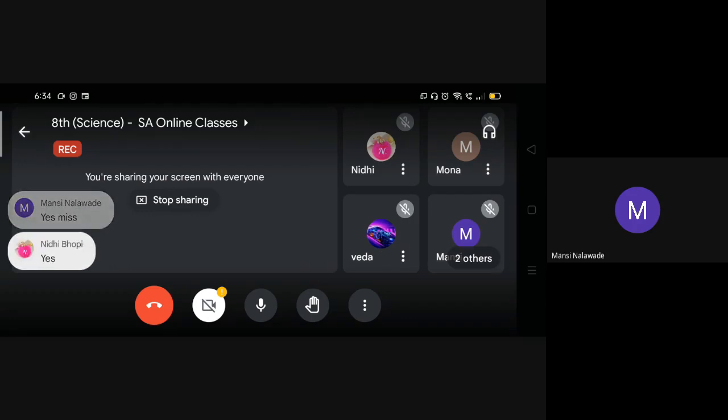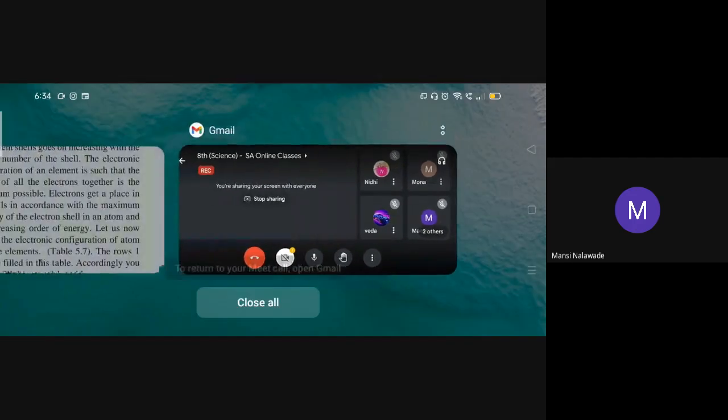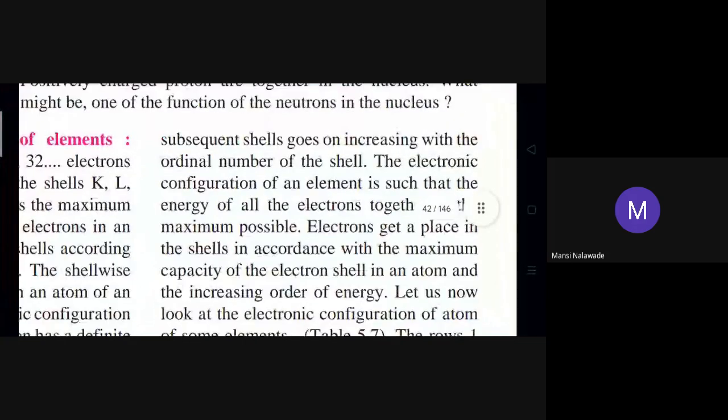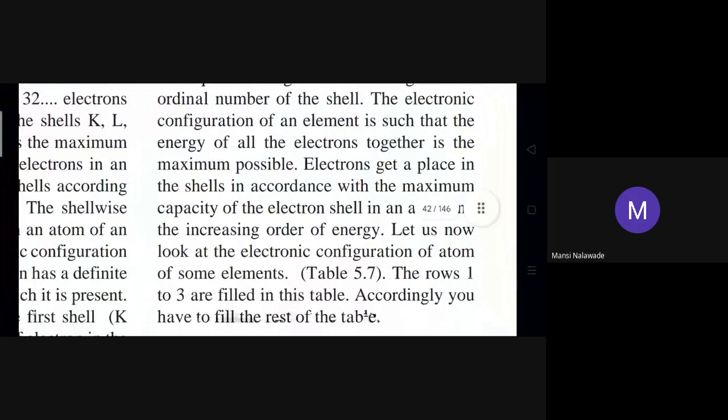The electronic configuration of an element is such that the energy of all the electrons together is the minimum possible.